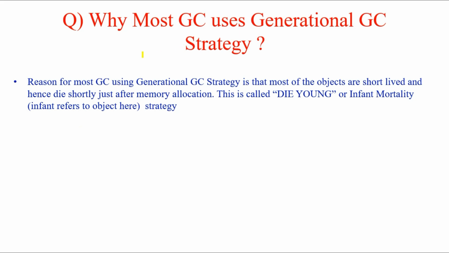The next important question is why most garbage collectors use the generational garbage collection strategy. That is because most of the objects allocated in the heap are short lived. For example, a local variable becomes eligible for garbage collection whenever your method completes its execution. Those objects are short lived because the time for which that object will be used by your Java program is only until your method is completed. As soon as your method is completed, that object is deleted.